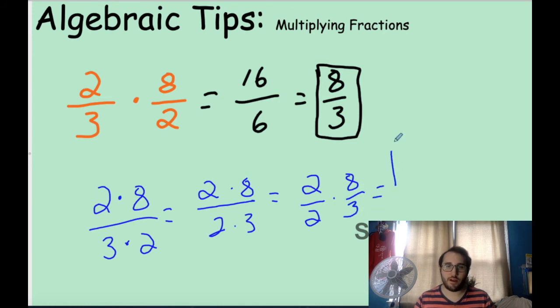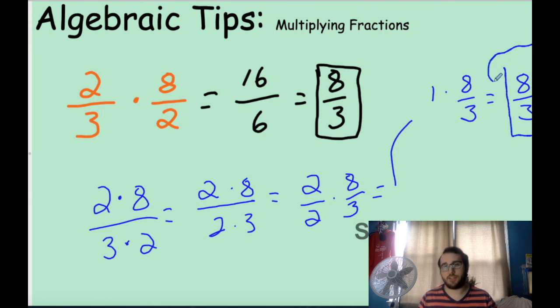And you might be like, oh, 2 divided by 2 is 1. 8 divided by 3, I can't simplify that, so I got it as 8 divided by 3. 1 times 8 divided by 3 is just 8 divided by 3, and that's my answer. Now, that's the mathematical way of why it works.